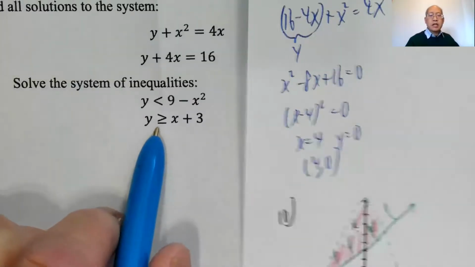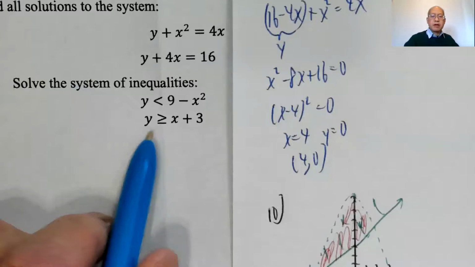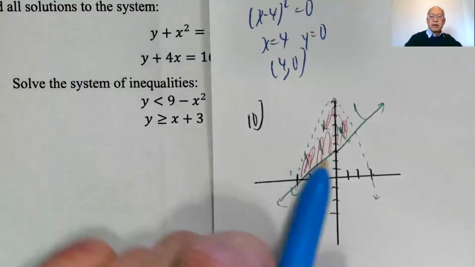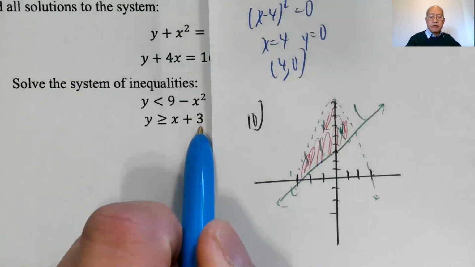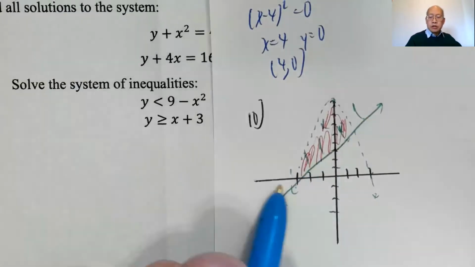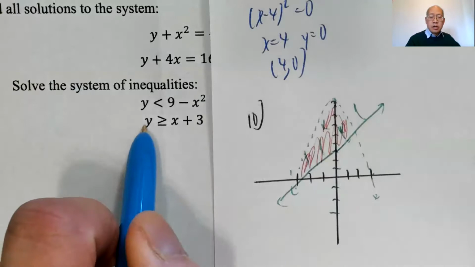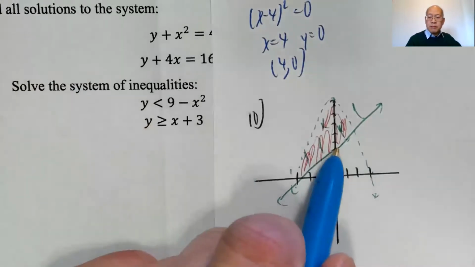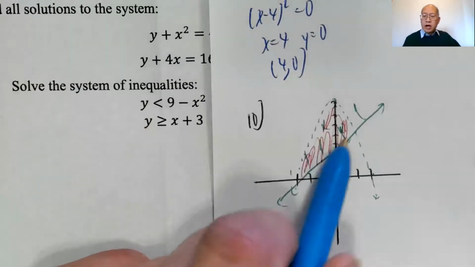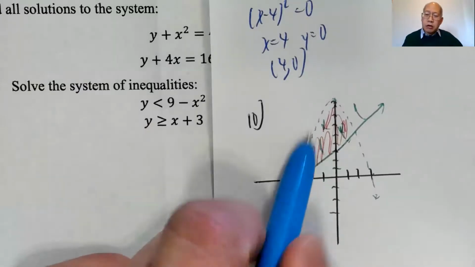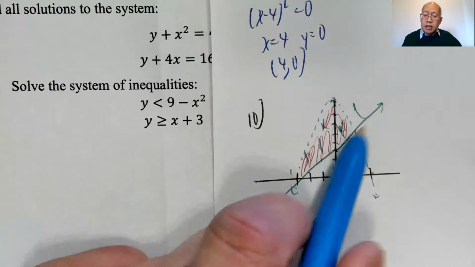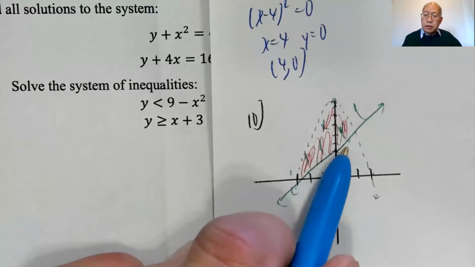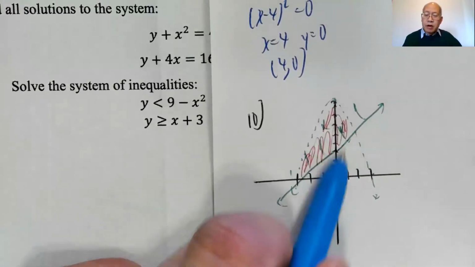And then a solid line, y is greater than or equal to x plus 3. Y equals x plus 3 has a y-intercept of 3 and an m of 1. So it's a solid line like this, and shade above because greater than or equal to. So arrows going up. So the region that's below the parabola but above the line is right here. Solid line for the line and a dotted parabola after that.